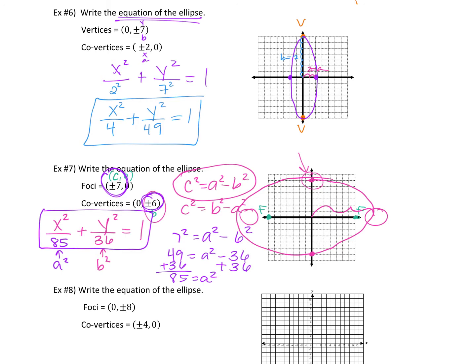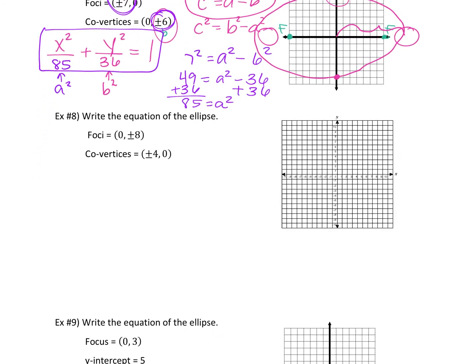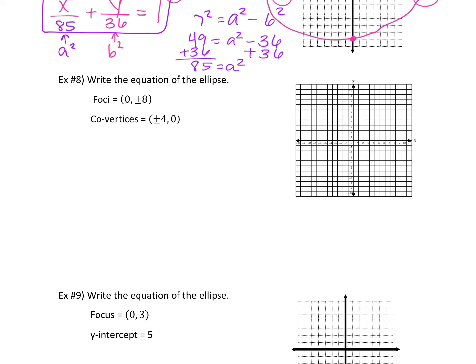Okay, I'm going to stop talking for a little bit, but leave this running so that you have a little bit of time. I want you to try this one on your own. Okay, so give this a go. See if you can write the equation of the ellipse, given that you have foci of 0, plus or minus 8 and covertices of plus or minus 4, 0. And feel free to talk with a neighbor if you're getting stuck on it. I'm going to give you like 30 seconds to work on this real fast. Sorry if you're hearing my dog in the background.